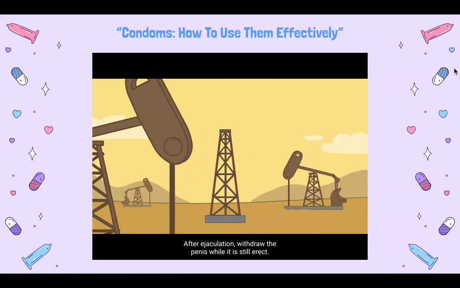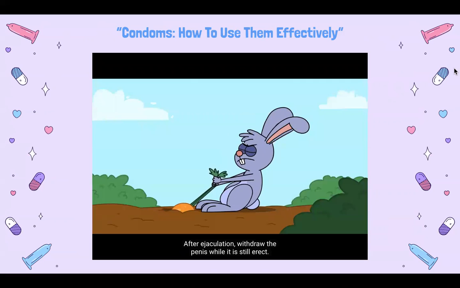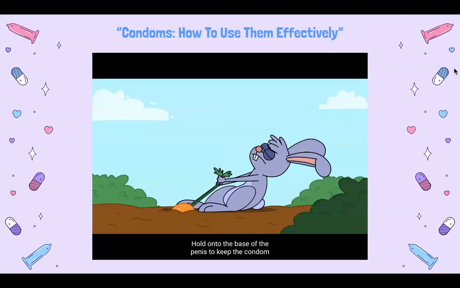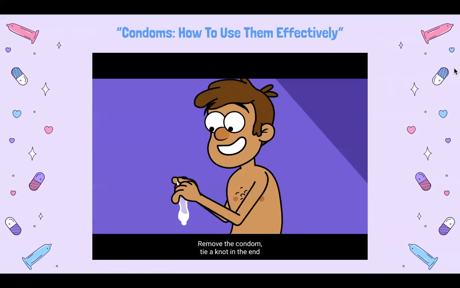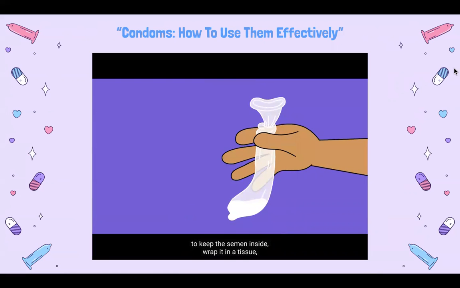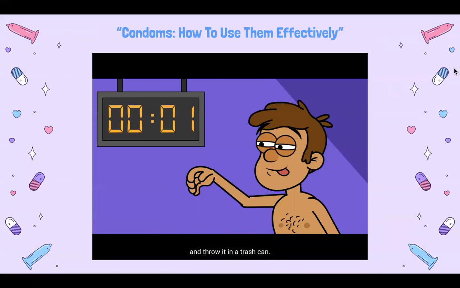After ejaculation, withdraw the penis while it is still erect. Hold on to the base of the penis to keep the condom from falling off. Remove the condom, tie a knot in the end to keep the semen inside, wrap it in a tissue, and throw it in a trash can.